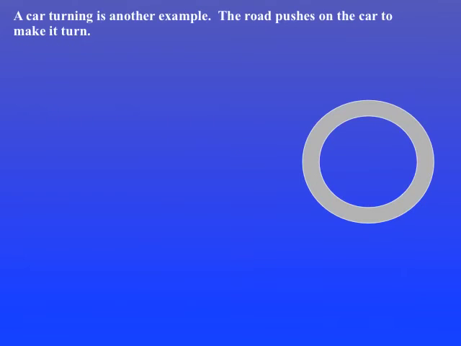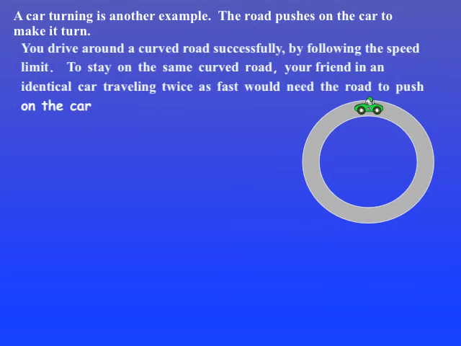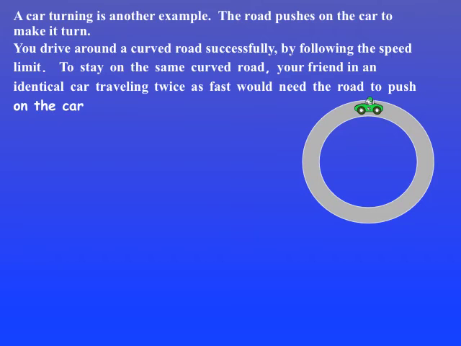Another example would be a car going around a circular racetrack or a circular road. The road pushes on the car. The tires pushing on the road means the road pushes back on the tires, as long as there's friction, so that the car can make a turn. Here's our car making a turn. You drive around a curved road successfully by following the speed limit. To stay on the curved road, your friend in an identical car traveling twice as fast would need to push on the car. The road would need to push on the car just as much if the car is going twice as fast.